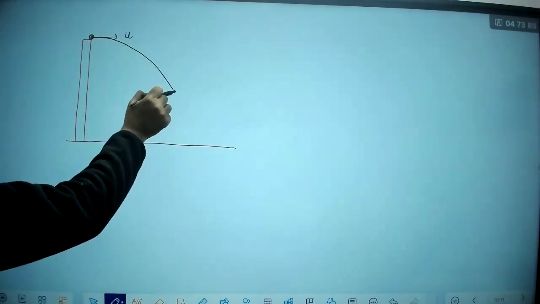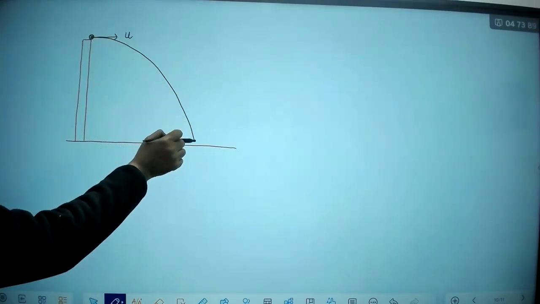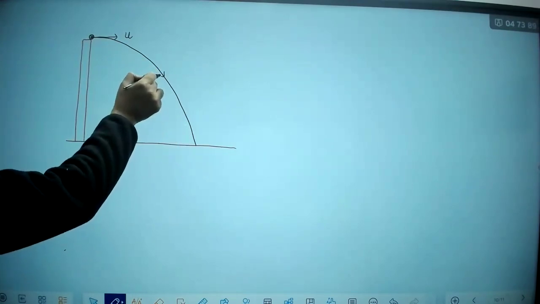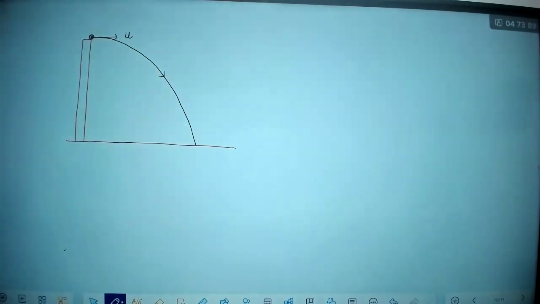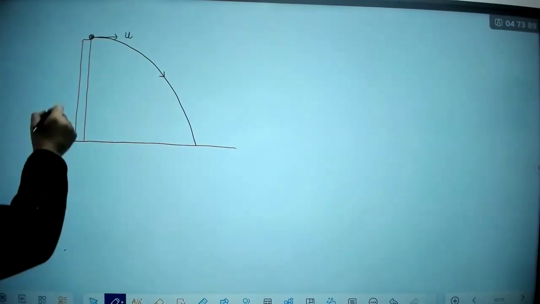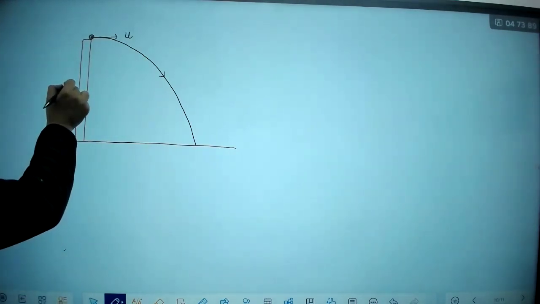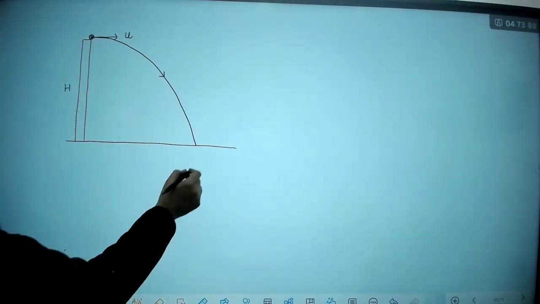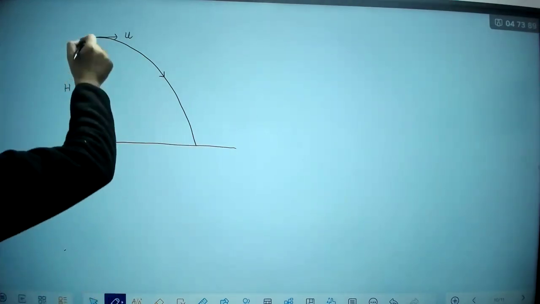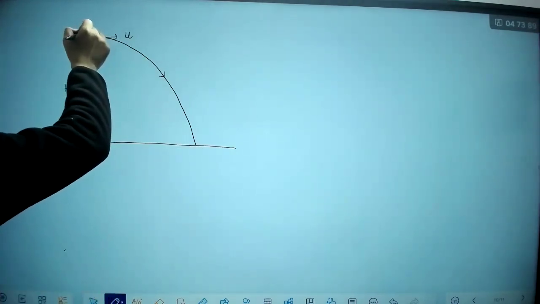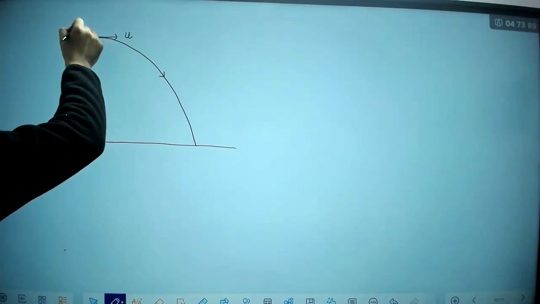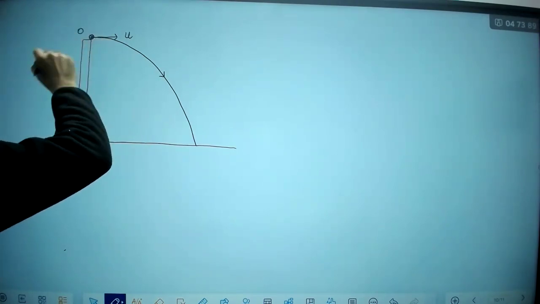Then after launching, this will be the type of trajectory it is going to have. This will be the trajectory. If the tower height is h, try to understand, this point I'm considering as 0, 0.